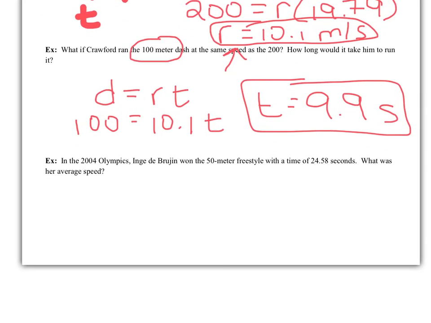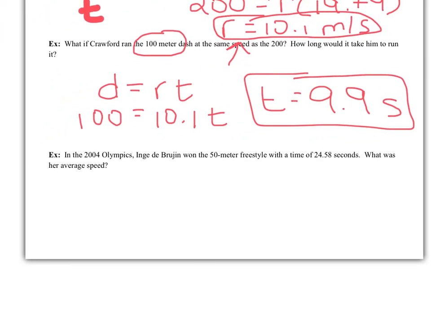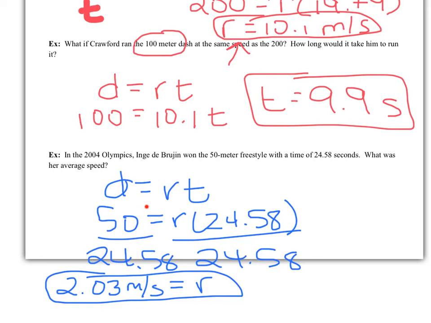Scroll down to this problem right here, set up and solve that one, pause the video, give it a try, and come back and check your answer. So on this example, if you replace the distance with 50, the time with 24.8, to solve for r, you divide both sides by 24.58, and you get the rate is 2.03 meters per second.